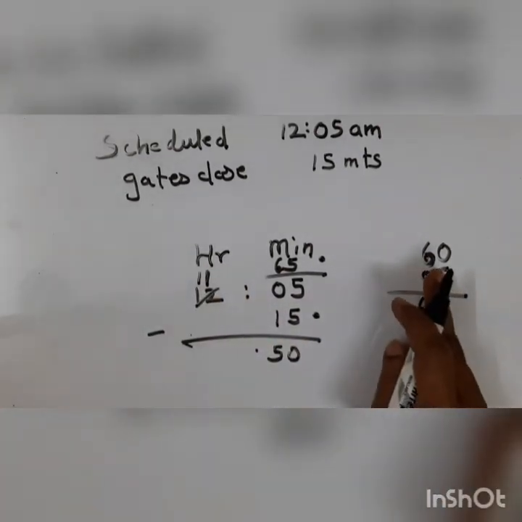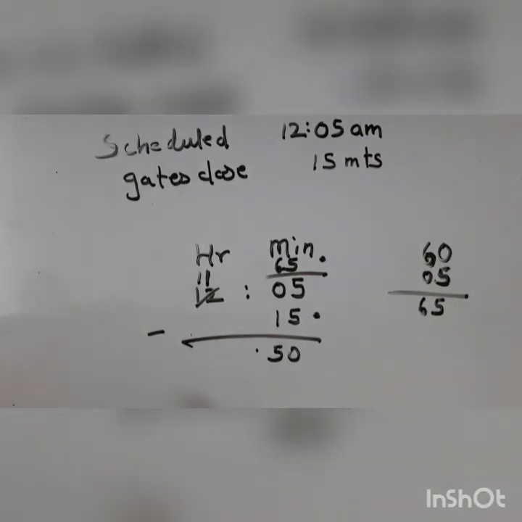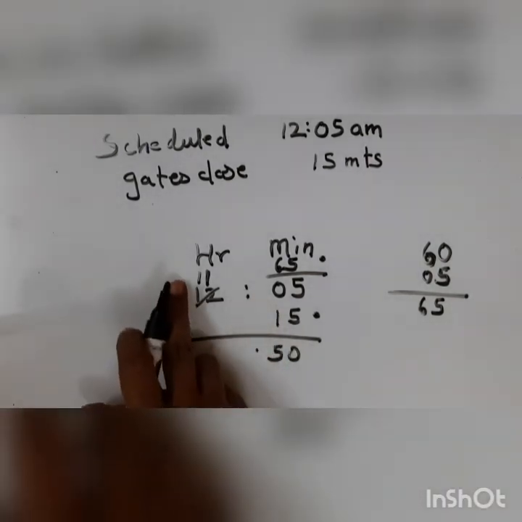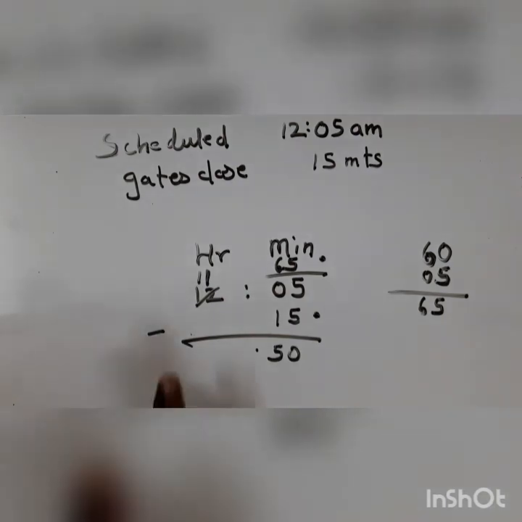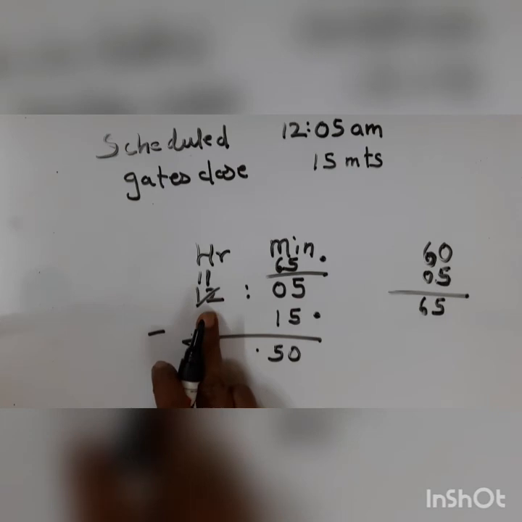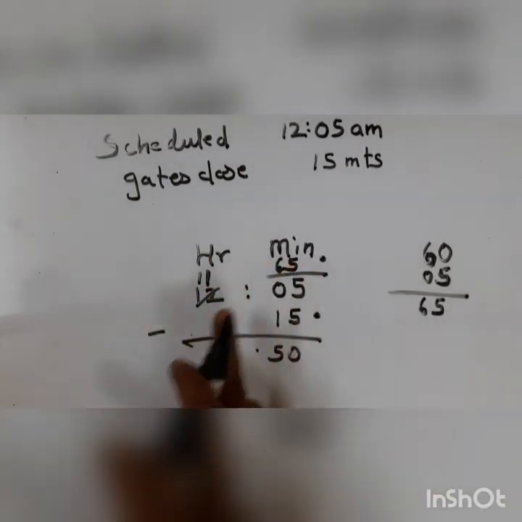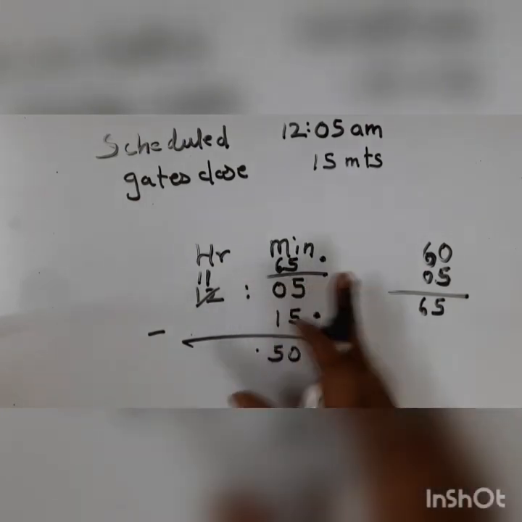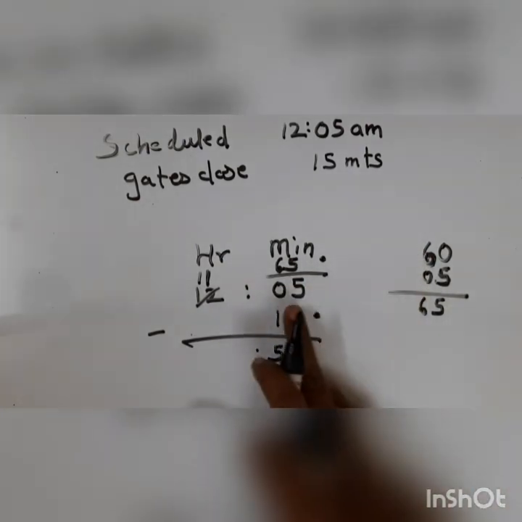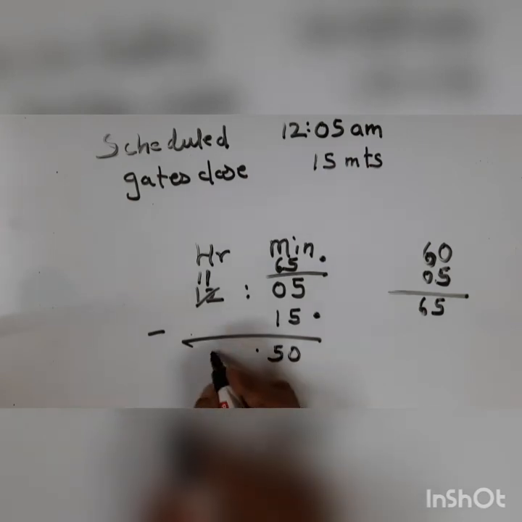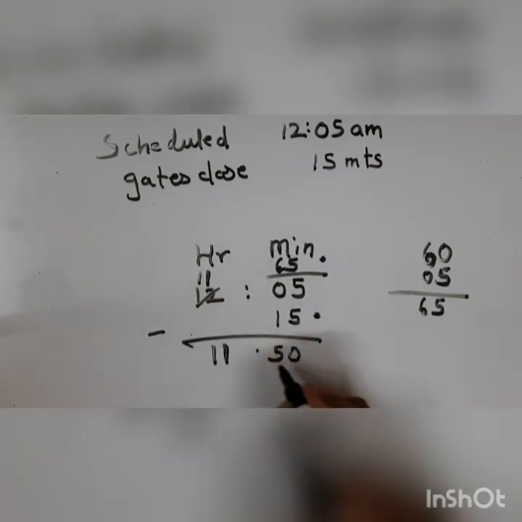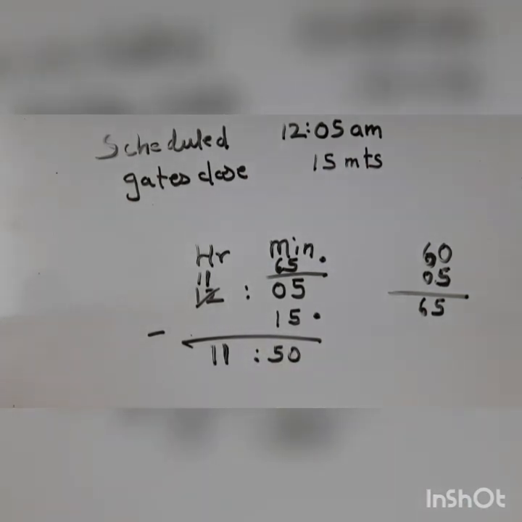How did I get this 60, children? Because I can't minus. When I can't minus, I have to borrow from the hours side. So what remains here? There were 12 hours. So now only 11 hours is left here. This 1 has come here. But children, we can't put 1 here. We have to convert it to minutes. So that's how I got 60. And then I add it to this 05. So what remains over here is 11:50. So children, he must be at the airport by 11:50.